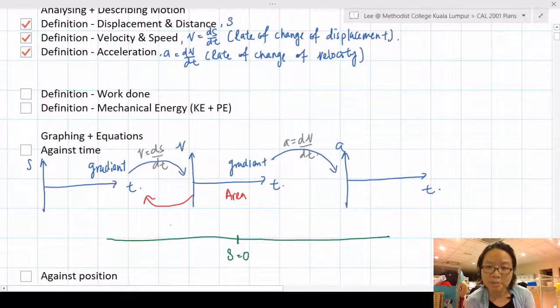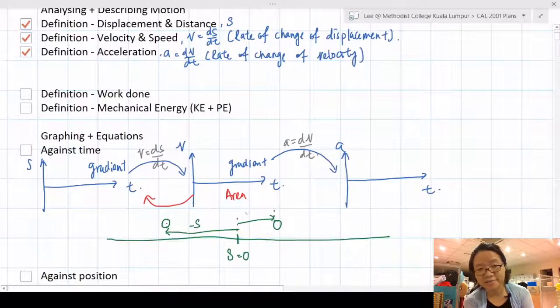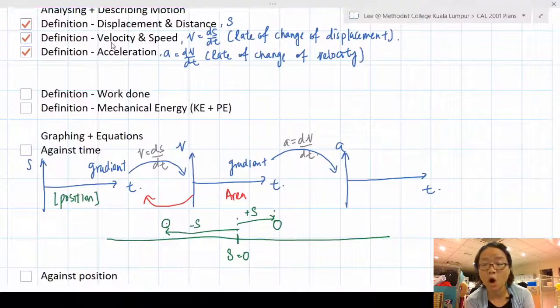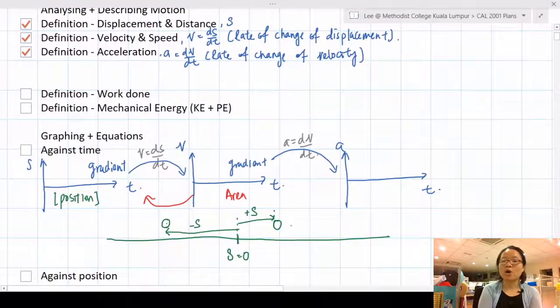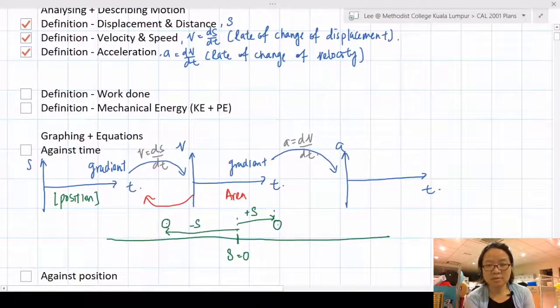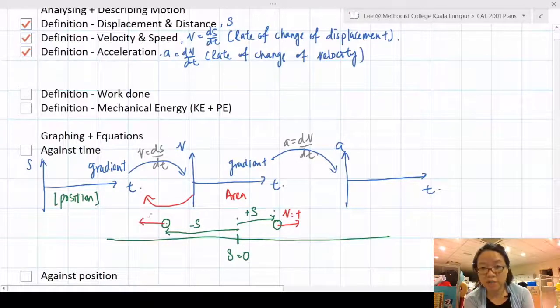I want to talk a bit about the sign here because there's a lot of common misconception about the signs. So for S itself, it's pretty straightforward. If you are towards the left, your S would be negative. Towards the right, your S would be positive. This is the general norm. You want to flip it also can, as long as it's consistent inside your question.